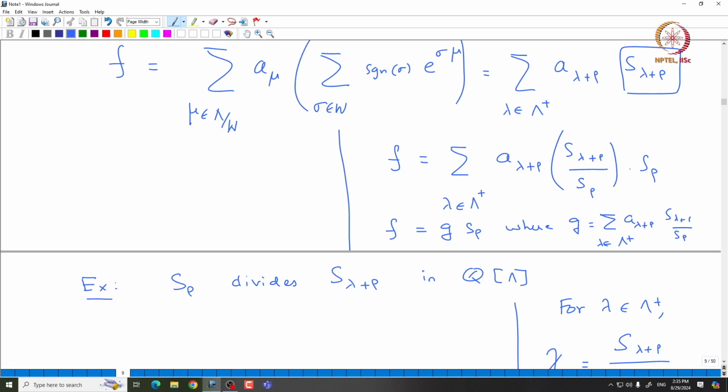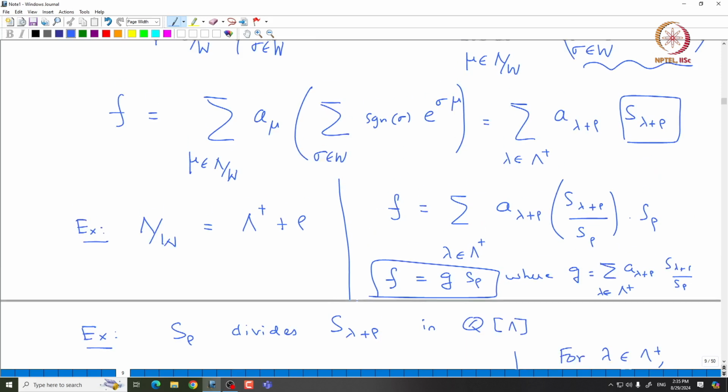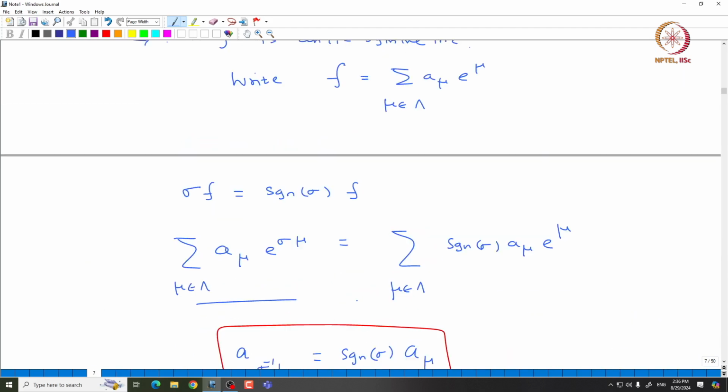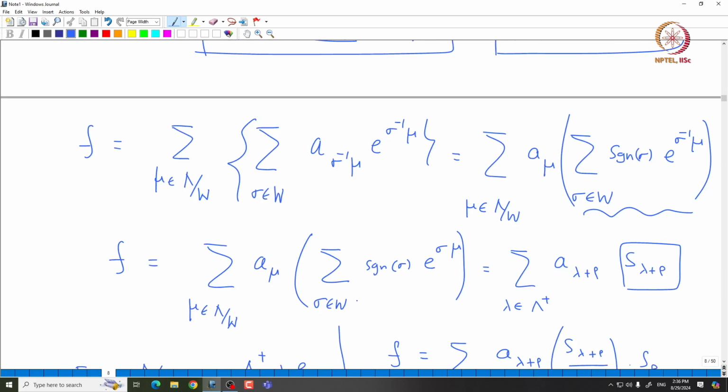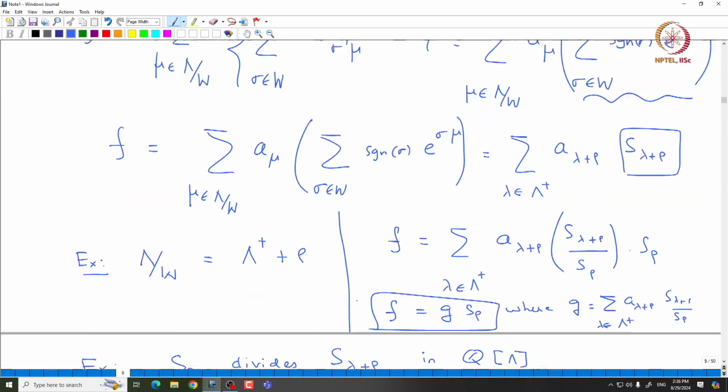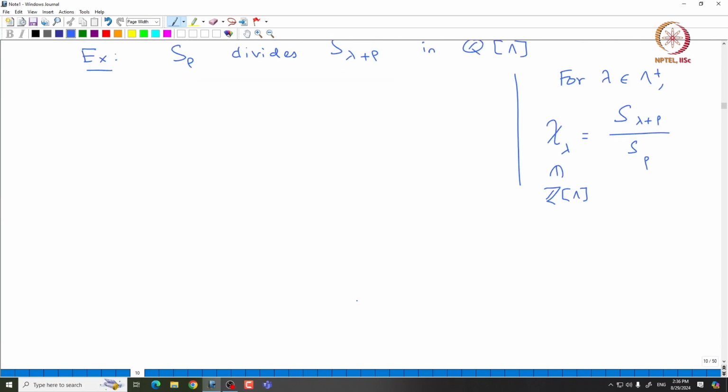And since S lambda plus rho and S rho both are anti-symmetric elements, it is clear that G must indeed be a symmetric element. So, F is written as G times S rho, where G is symmetric and S rho is anti-symmetric. So, this is what we wanted to prove. This proof tells you that if you start with an anti-symmetric element, that element indeed lies in the span of all these Weyl sum elements S lambda plus rho. That is also clear from the argument.